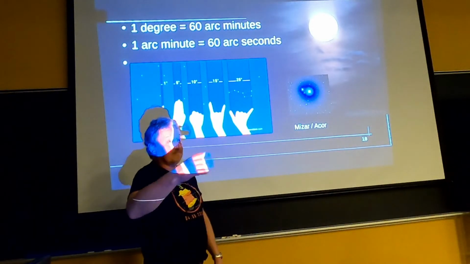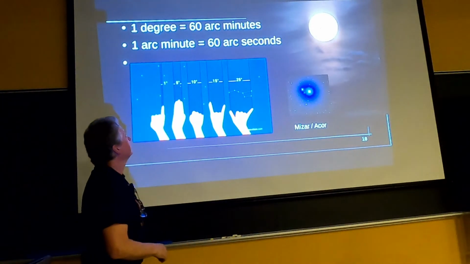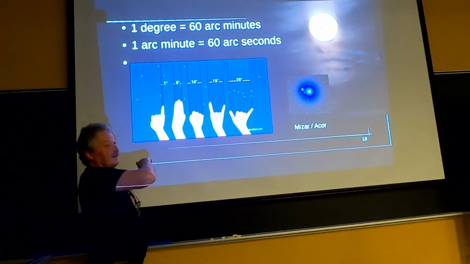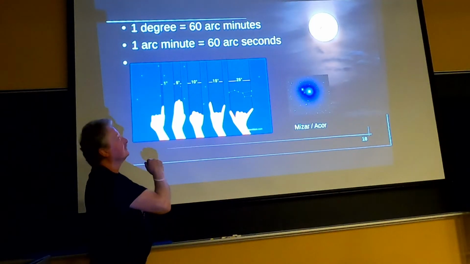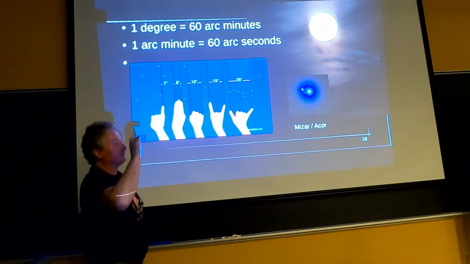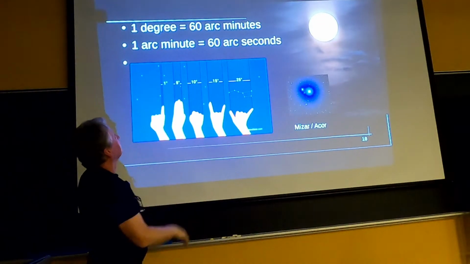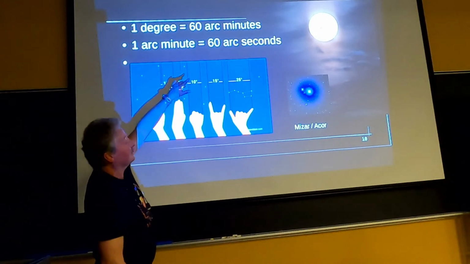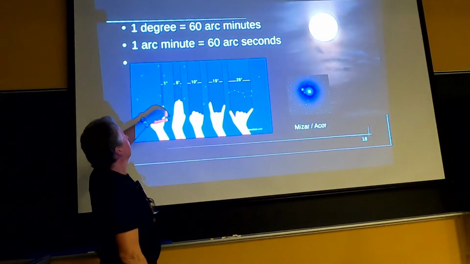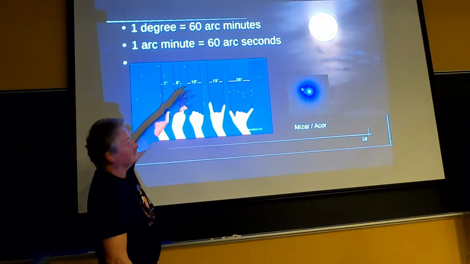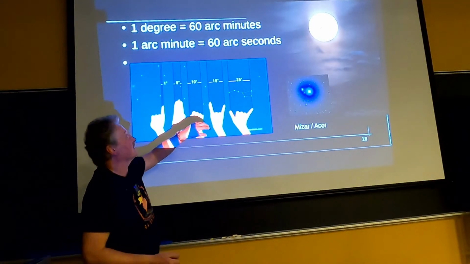So what does that mean, arc minutes? We don't even know what that means. So the sky's divided up into 24 hours. And in each of those hours, you've got 360 degrees. So 1 degree equals 60 arc minutes. That's pretty straightforward. And 1 arc minute equals 60 arc seconds, just like we would expect to see.